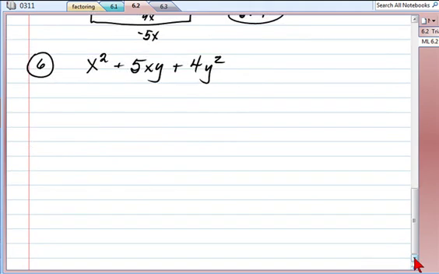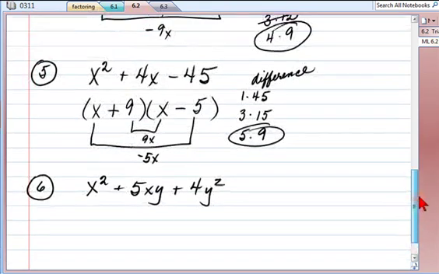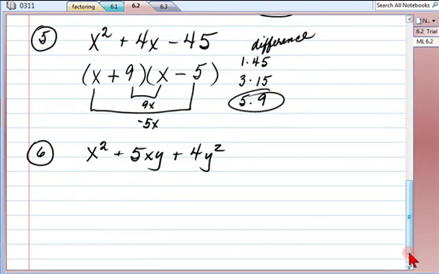Is there a common factor? No. But please notice something characteristic about this trinomial. All the others that we've done have been an x squared, something times x, and then a constant. This one is just a little bit different.